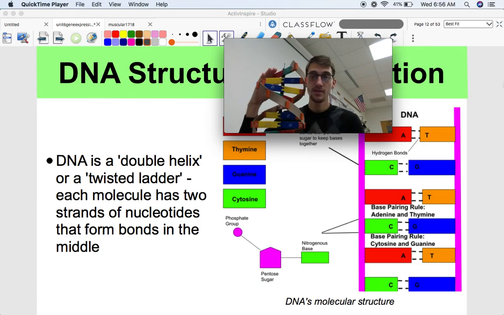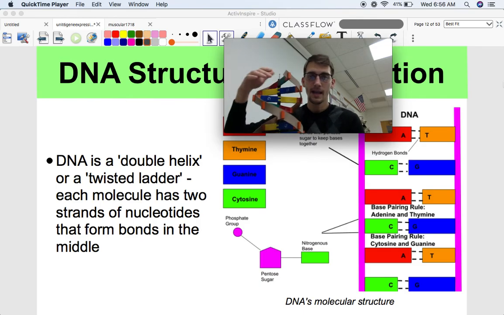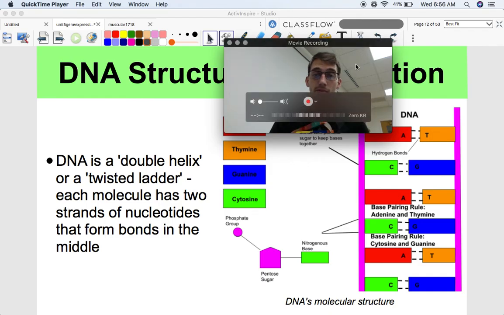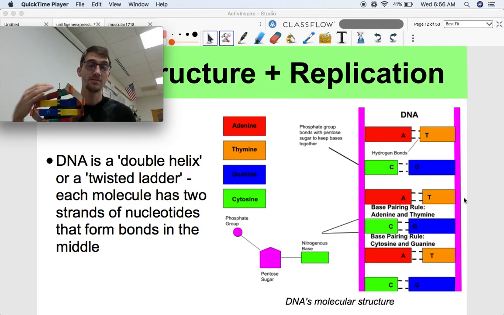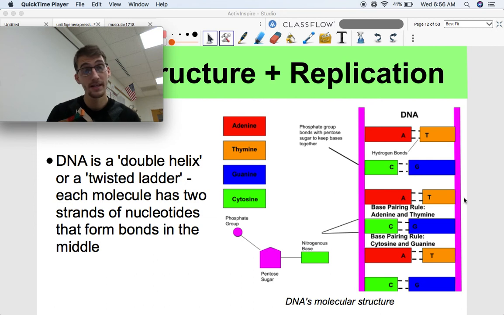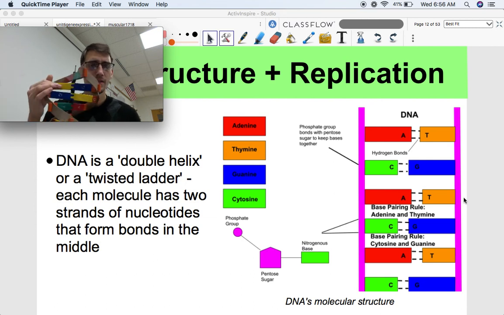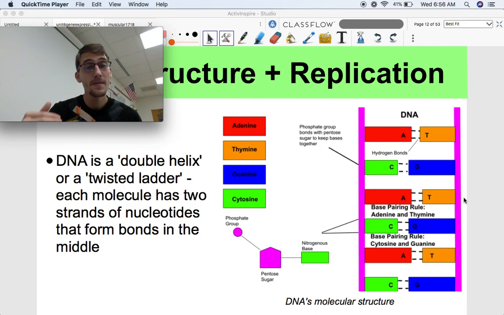Okay, so there's 2 strands here of nucleotides, and they kind of meet up in the middle, kind of like a ladder, right? So this picture over here looks like a straightened out ladder that you could climb up to get to the roof of your house or something like that, okay? But then DNA is kind of twisted, like a twisted ladder, and that's what we call a double helix. There's two different strands. It says each molecule has two strands of nucleotides that form bonds in the middle, more particularly hydrogen bonds. Okay, so these two strands meet up in the middle, but they meet up in the middle in very, very predictable patterns.